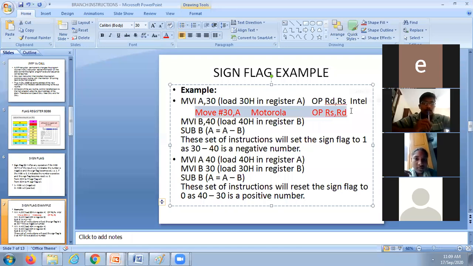In the case of Intel, the syntax will be this: opcode followed by RD, RS, that is destination followed by source. Whereas in Motorola, opcode followed by source followed by destination. So the syntax will be this: here MUI, whereas here MOVE. That depends upon the processor, the instruction will be a little bit changed, but it will convey the same meaning. MOVE means move, MUI means move immediate.